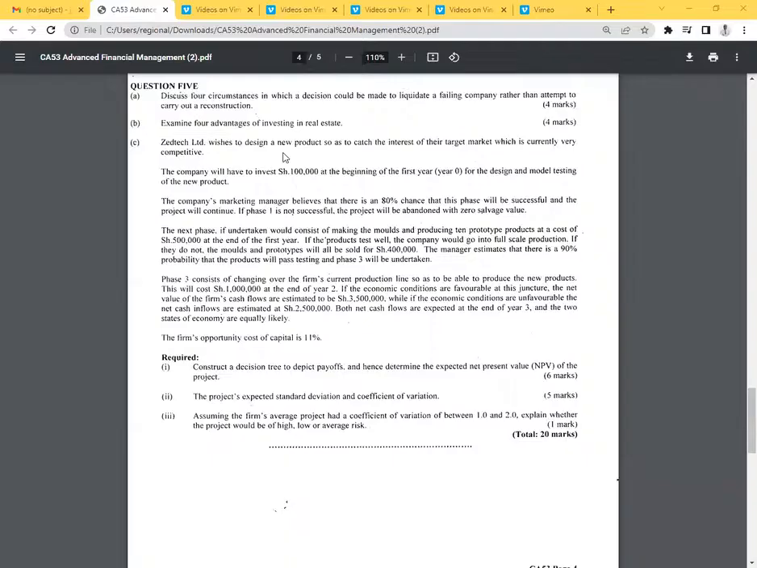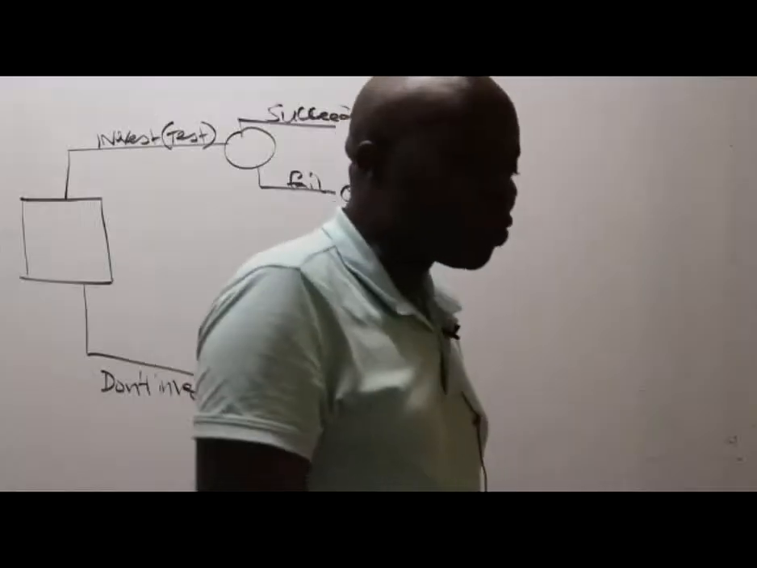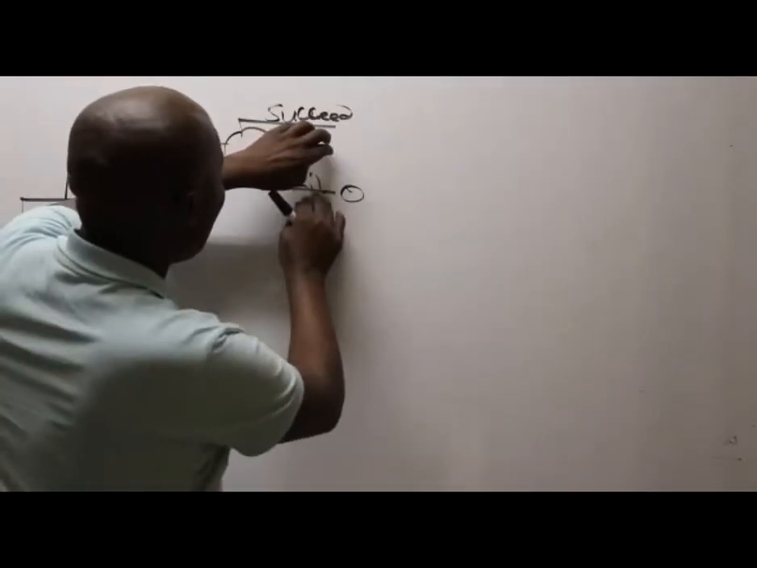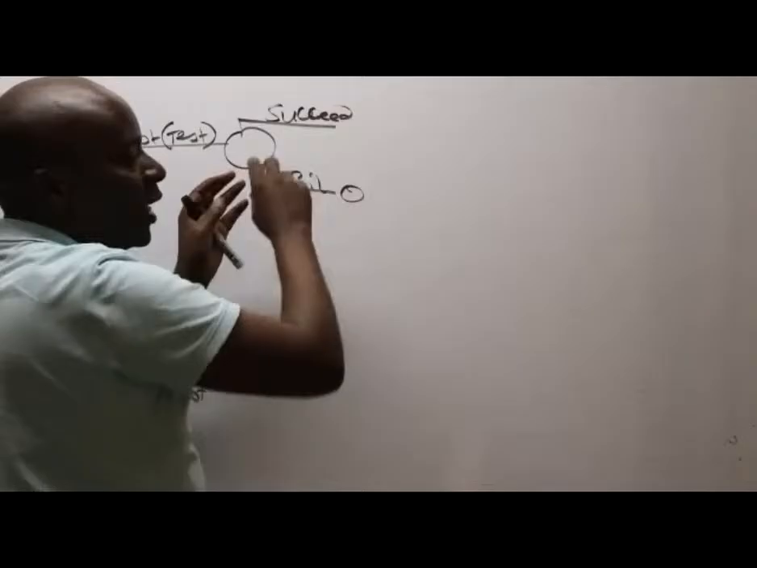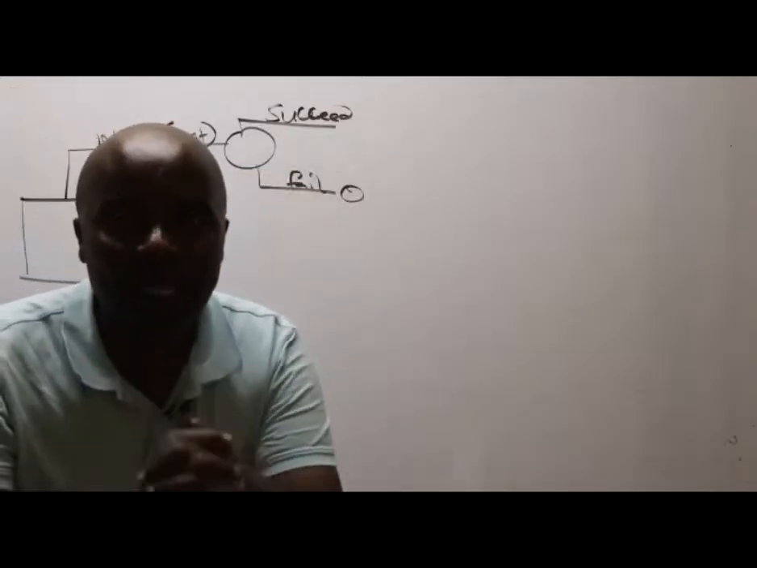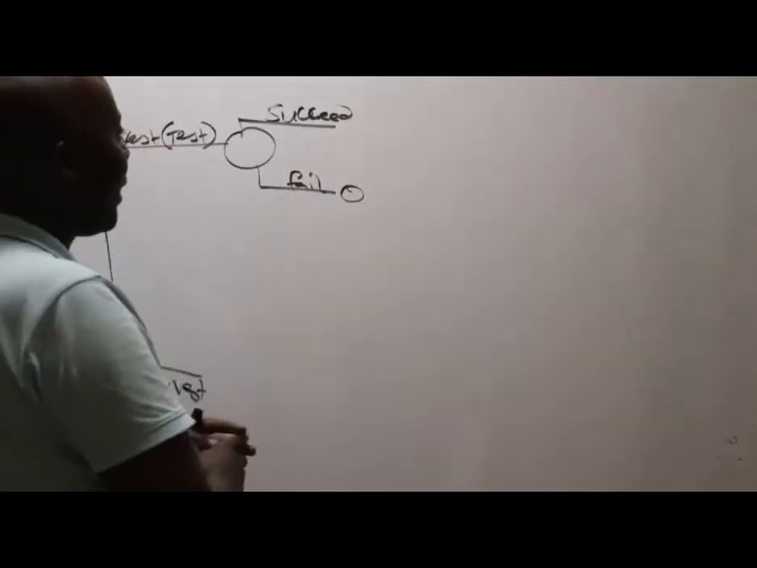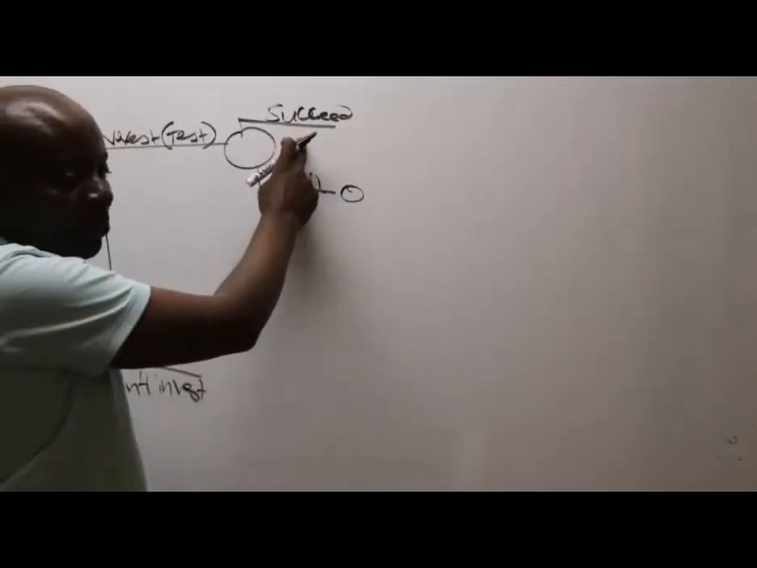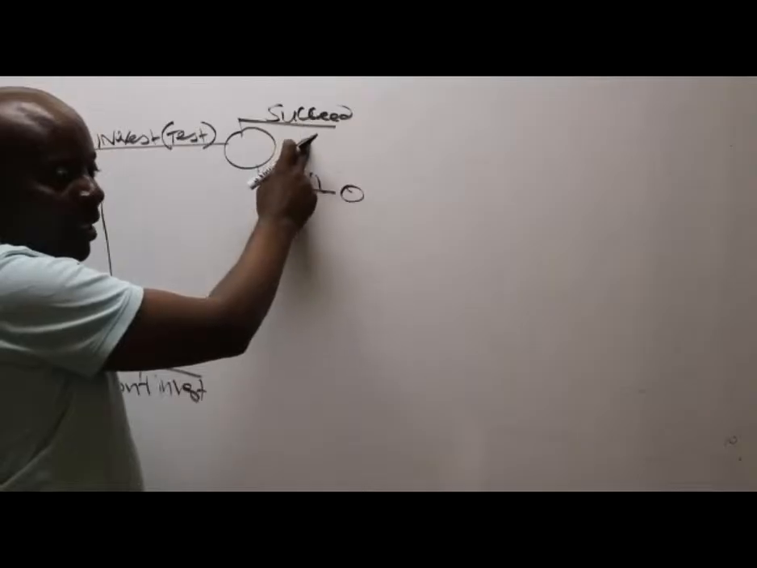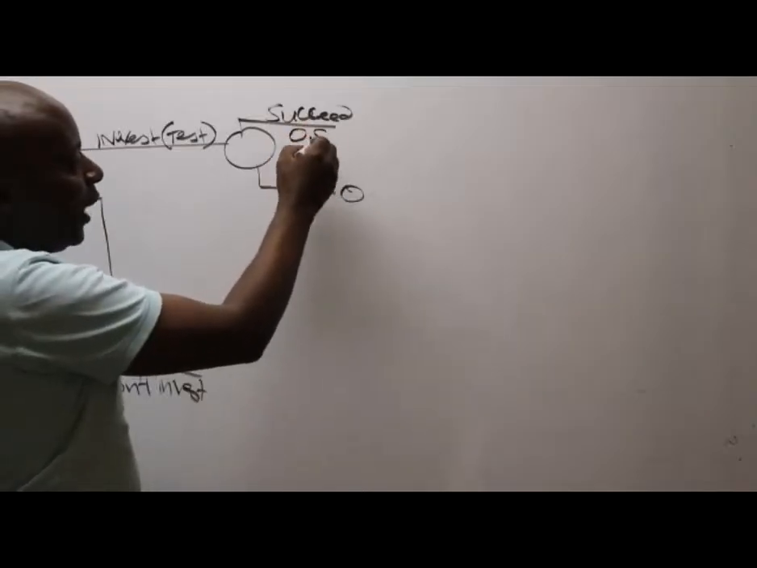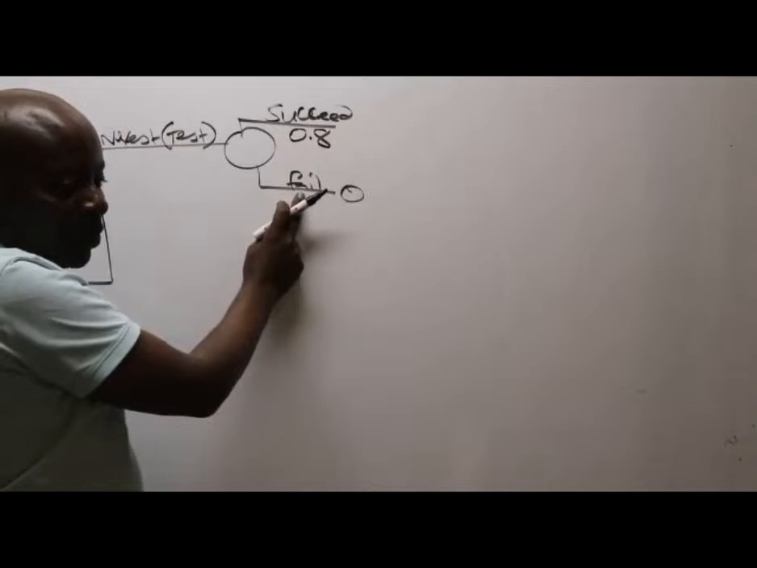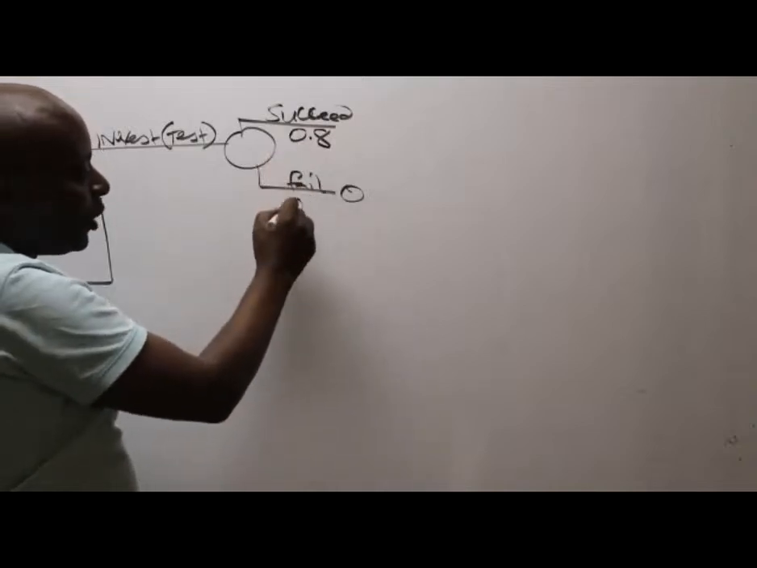So they have told us that the marketing manager believes that there is an 80% chance that this phase will be successful. So look at this. These are events which come from a circle, because the events here are probabilistic. And what is the probability of succeeding? Ladies and gentlemen, they've told us the probability of succeeding is 0.8. Thank you very much. Then what is the probability of failing? The two must add up to 1. So this must be 0.2.